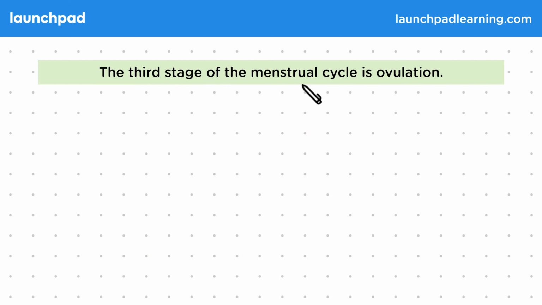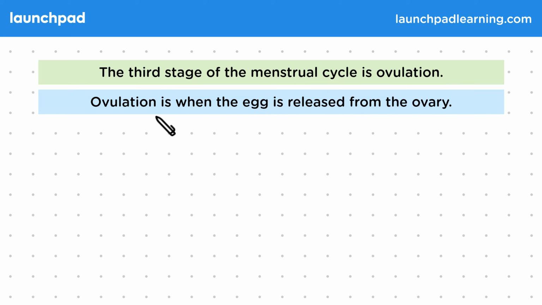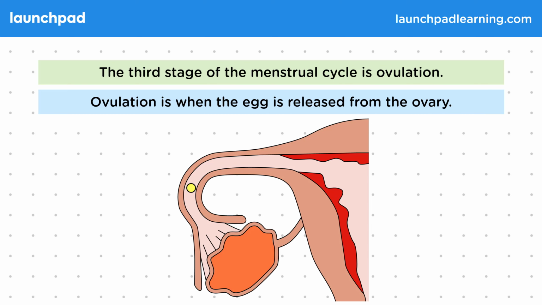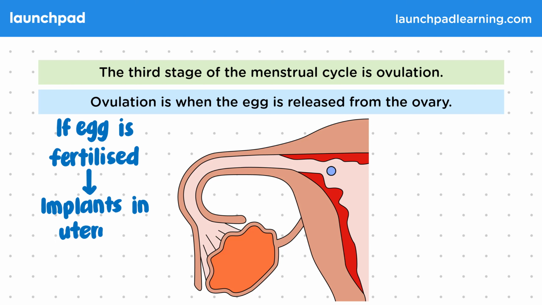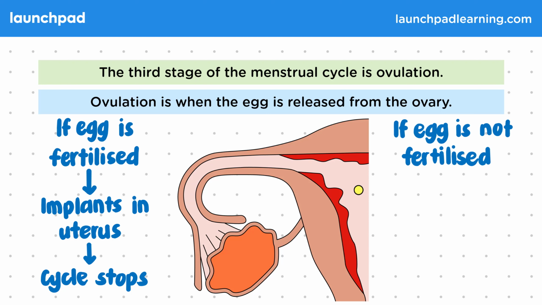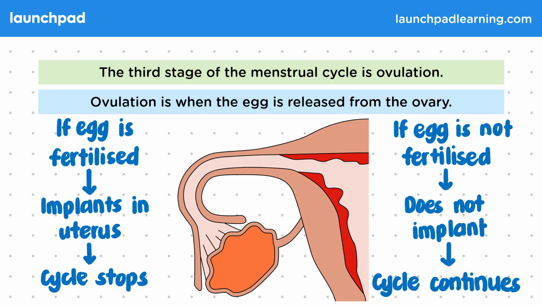The third stage of the menstrual cycle is ovulation. Ovulation is when the egg is released from the ovary. So the egg moves out of the ovary and makes its way to the uterus. If a sperm cell fertilizes the egg, the fertilized egg will then travel into the uterus and implant into the lining. If this happens, then the menstrual cycle stops because pregnancy starts. However, if the egg is not fertilized, it still travels to the uterus, but it doesn't implant, it breaks down. As a result of it breaking down, the cycle continues. What's the fourth stage of the menstrual cycle?